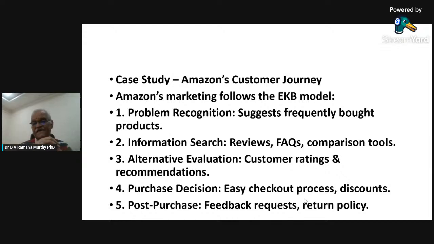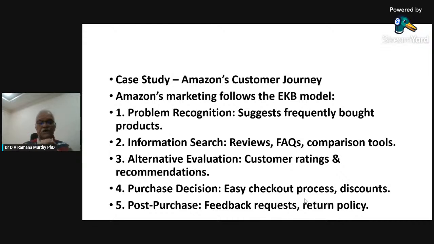And there will be comparison tools. You go for comparison, immediately you click there, you will receive the same X product, Y product, Z product, comparable, what is there in it, what is not there in it. This is what we call the information search stage. I want to search as much information as possible with reference to a product.